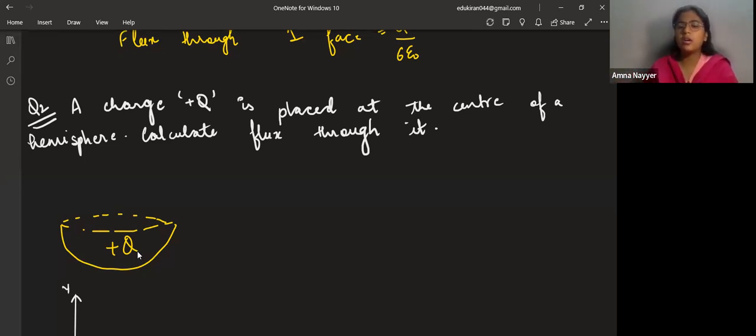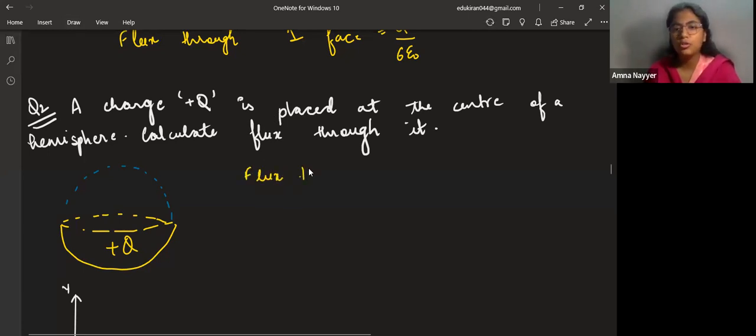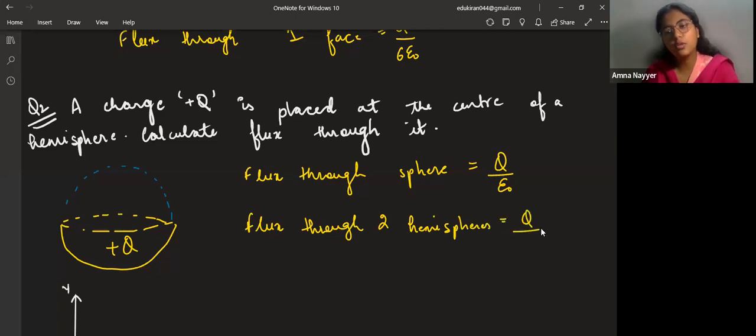If I add one more hemisphere, somehow closing it, because I want to calculate the flux. Let's say I have added one more hemisphere. Now, on addition of one more hemisphere, the flux through the sphere will be Q by epsilon naught. One sphere means two hemispheres. So the flux through two hemispheres is Q by epsilon naught.